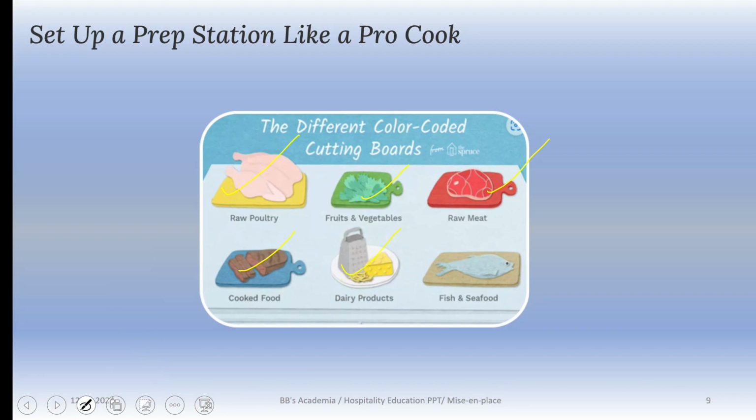Like this, and then for fish and seafood, a gray chopping board. So this is a color code universally used in all international kitchens. I believe you'll also be able to do the same.